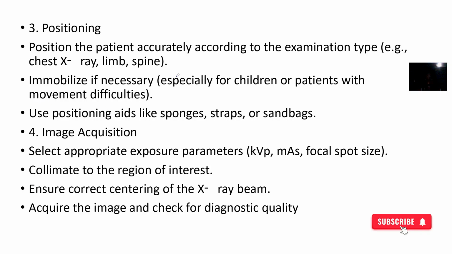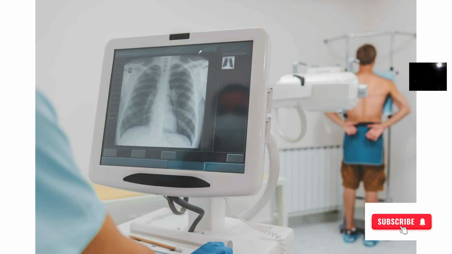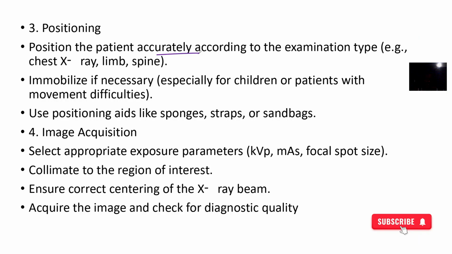For positioning, you just have to make sure the patient is in the best position, which will help you get the best image. Then you use all the position aids, like the pads and the rest of it. For image acquisition, you select the appropriate exposure parameters for the patient. Then collimate, so that you expose just the region that is of interest to you.